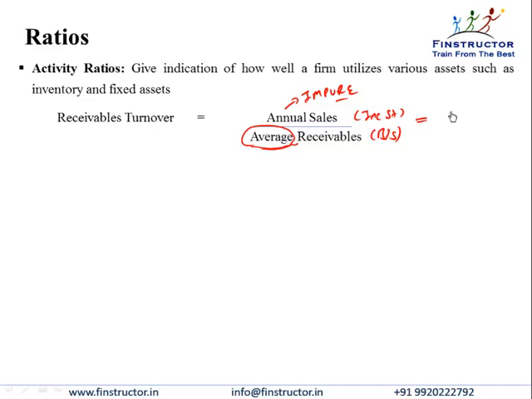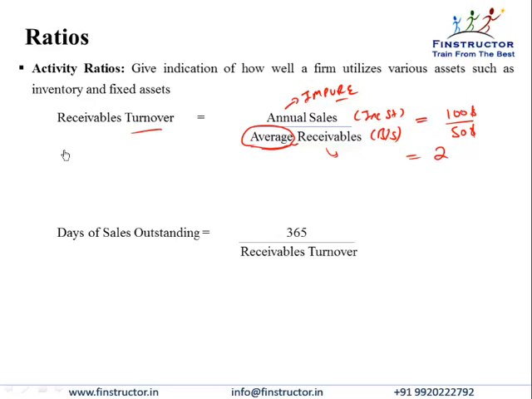Let's assume, for example, that the annual sales were $100 and the average receivables in the period were about $50, so the receivables turnover ratio was equal to 2. We'll understand the interpretation of the receivables turnover better after calculating the days of sales outstanding. So this is calculated as 365 upon the receivables turnover. In our example, it will be 365 divided by 2, that is 182.5, or about 6 months.